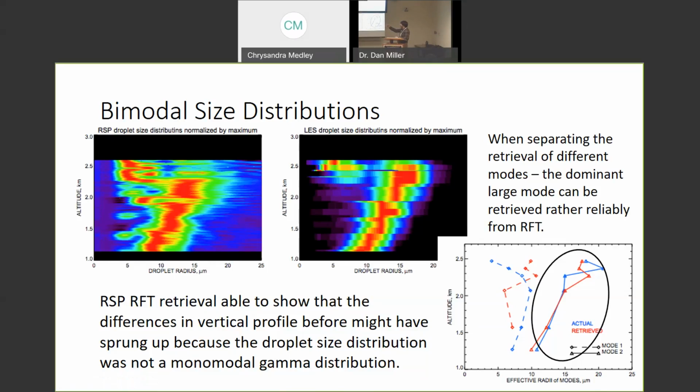And then this is another point, which is that when we assume that the droplet is just one thing all the time, the gamma distribution, we can get thrown for a loop sometimes.